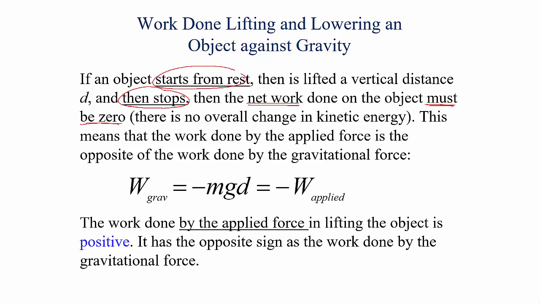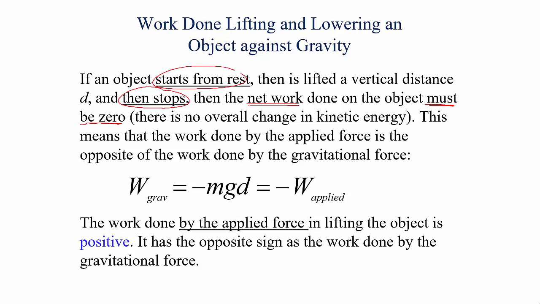The work done by gravity, as we talked about in the last video, lifting something a distance d is negative mg times the vertical distance d. The work done by gravity when you're lifting something is negative because the motion is upwards, the force of gravity is downwards, so it's taking energy away from the object. It's doing negative work.